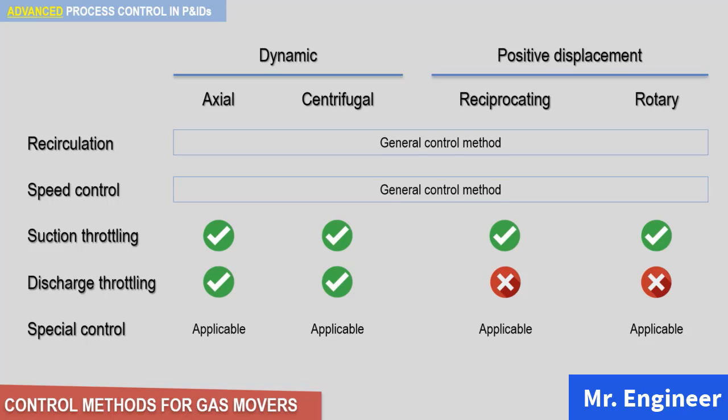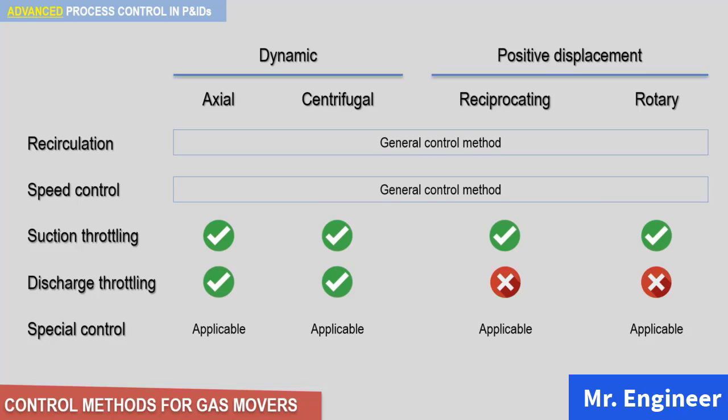Finally, you have special control methods. Unlike the previous 4 control methods, this is not a single control method. Depending on the type of gas mover, a few extra control methods could be available. We call all of these gas mover specific control methods special control. For example, in axial gas movers such as blowers or air coolers, we can adjust the flow rate by changing the pitch or angle of the blades. There will be more about this further ahead.